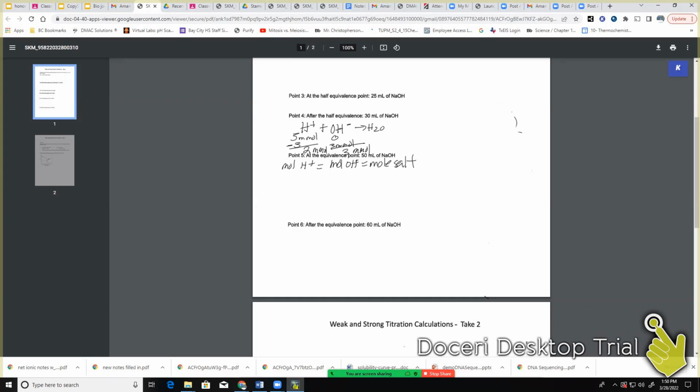All right, so we've added 50 mLs of our sodium hydroxide. So that would be 5 millimoles. That's why we're at the equivalence point. So we have 5 millimoles of my acid, 5 millimoles of my base, and that would be the same as the moles of my salt. So at this point, I have 5 millimoles of my salt. And we're using our hydrolysis reaction.